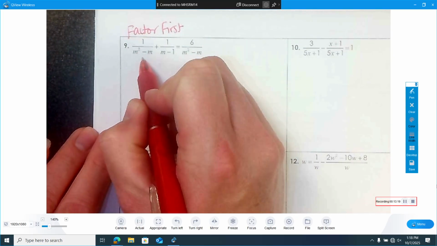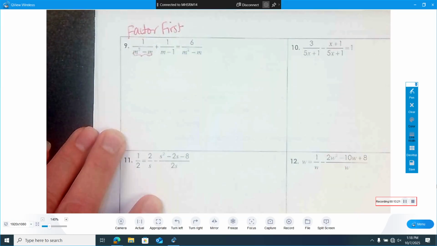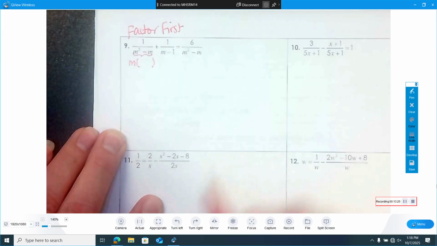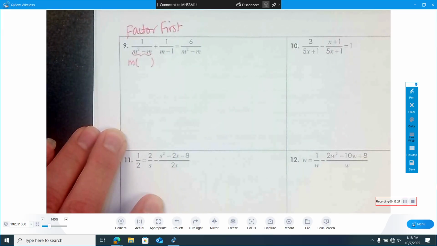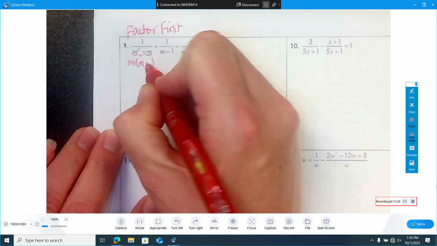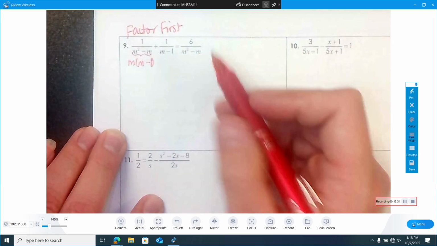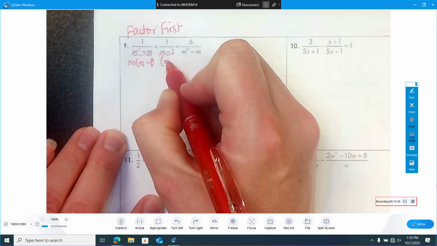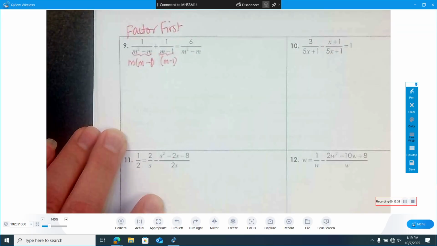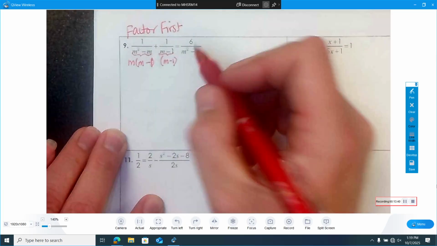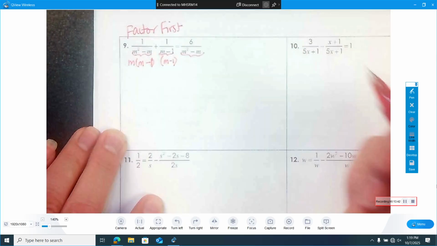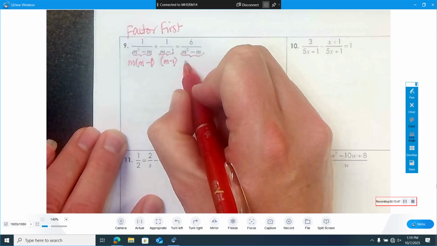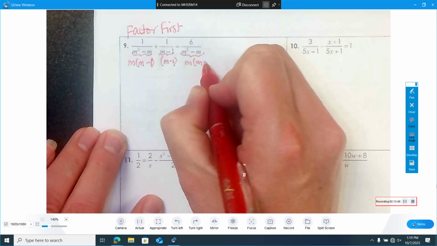So m squared minus m, I want to factor that. What can I take out of there? An m. There's a GCF. So when I take out the m, what's left behind? M minus 1. Very good. Now, m minus 1 here, that's already a factor. It's its little factor, m minus 1. And in our third fraction, we have m squared minus m. So again, if I were to factor it, yeah, m comes out and I'm left with m minus 1.